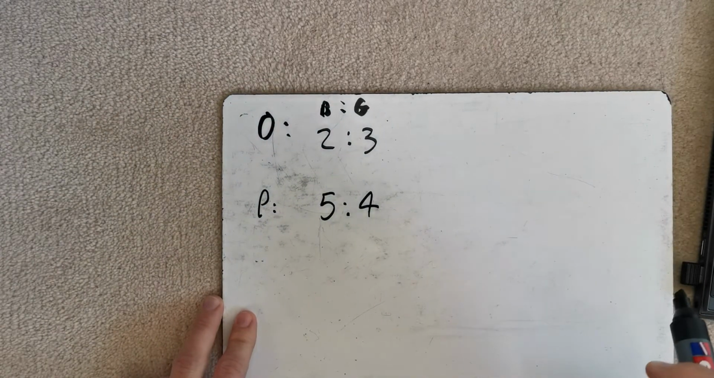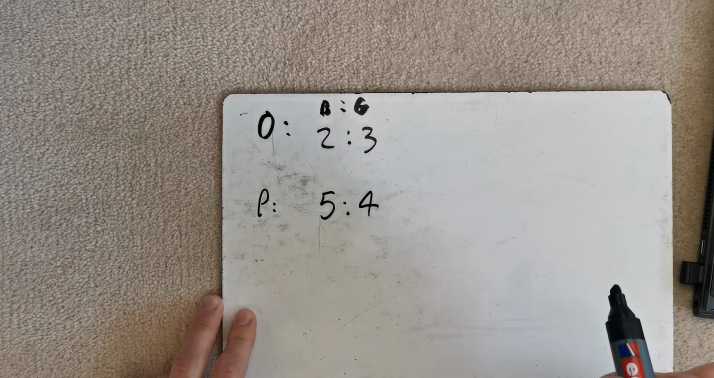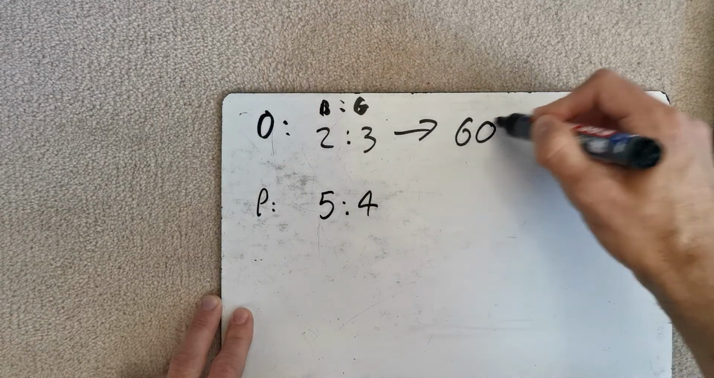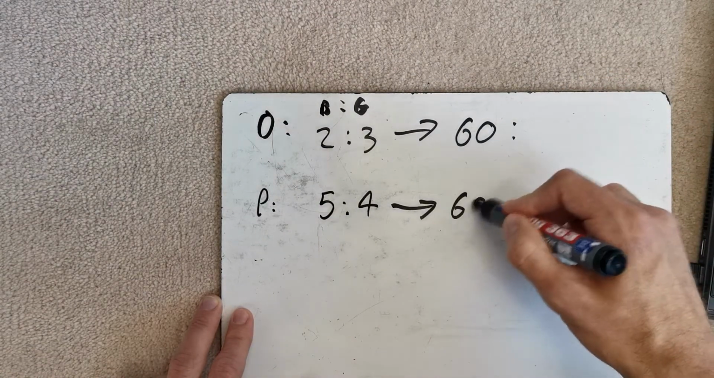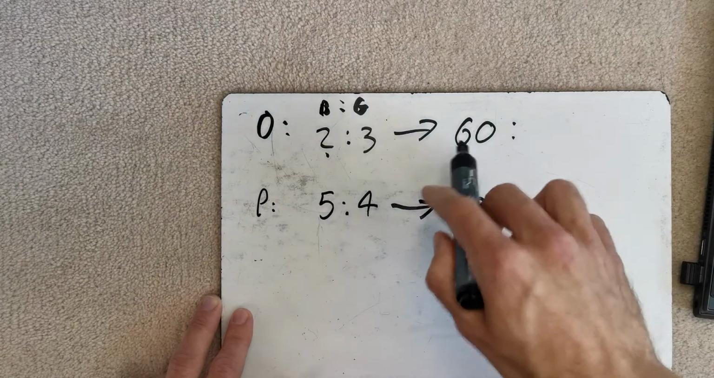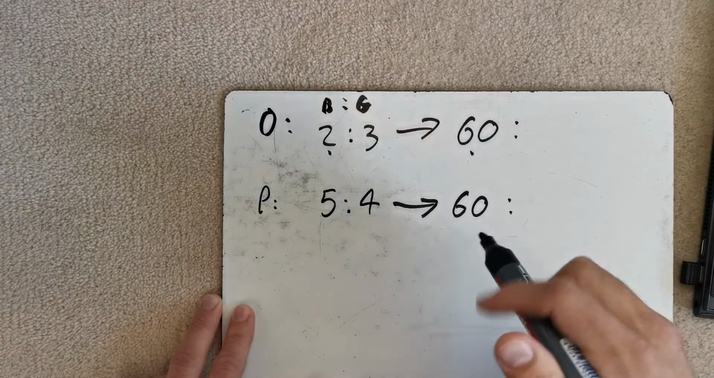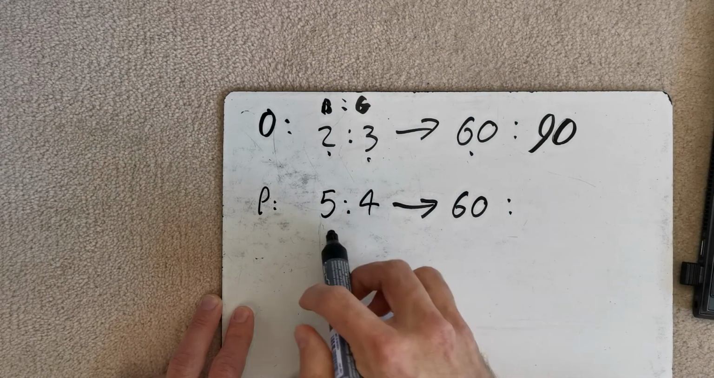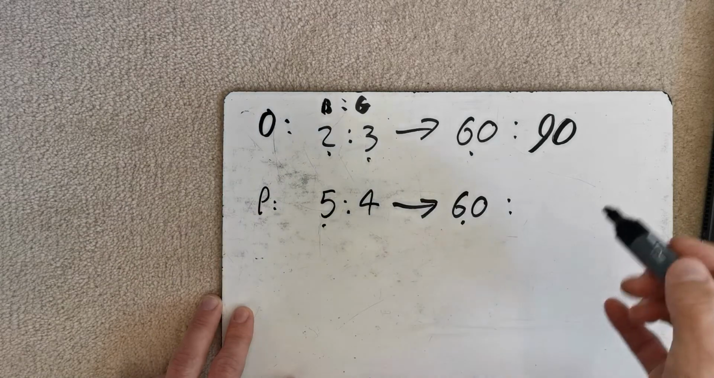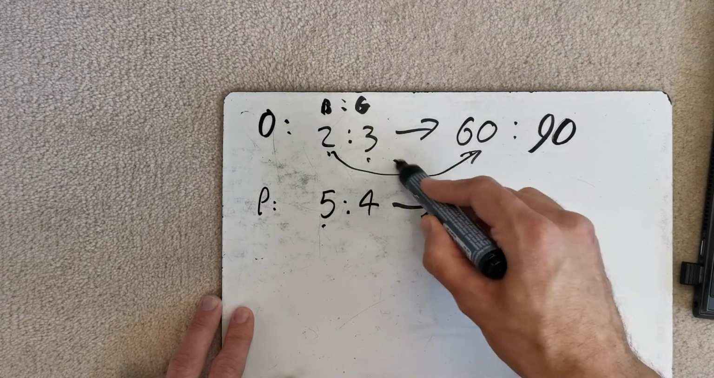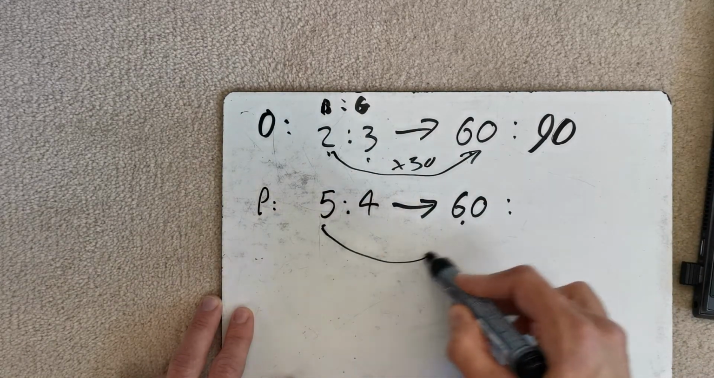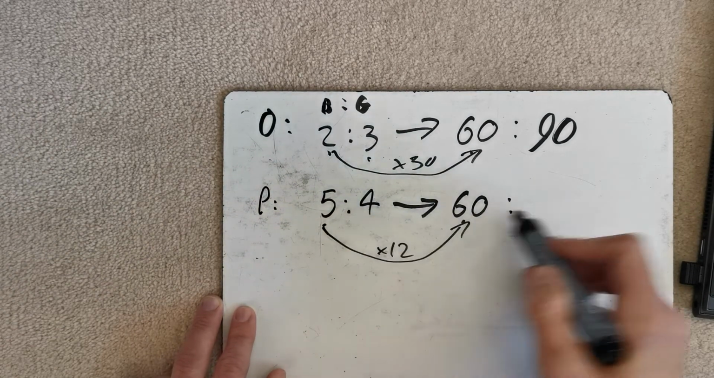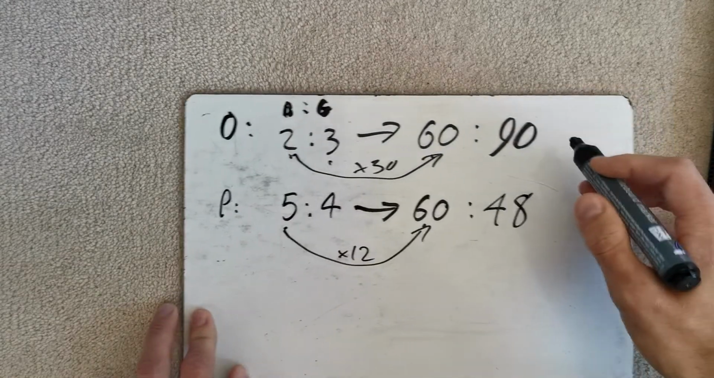Okay, now it says exactly 60 boys in each side of the year. So this goes to 60 to something, this goes to 60 to something. How do you get from 2 up to 60? We times by 30. Times this by 30 as well, we're going to get 90. Okay, how do we get from 5 up to 60? To get from 5 to 60, we times by 12. So we've got to times the 4 by 12 as well to get 48.